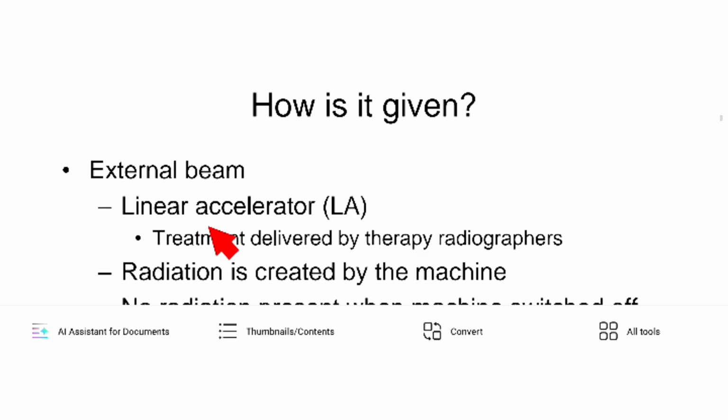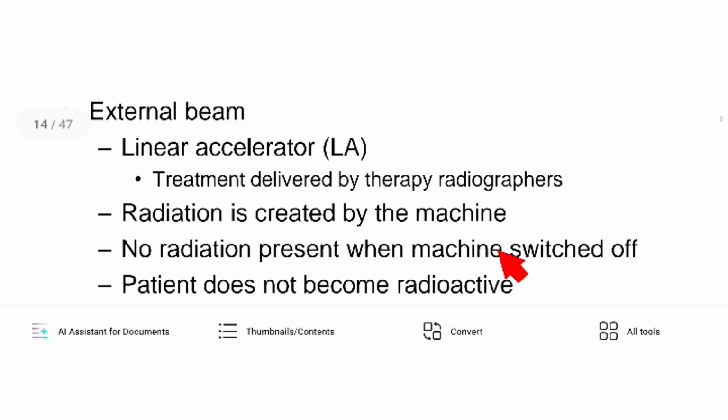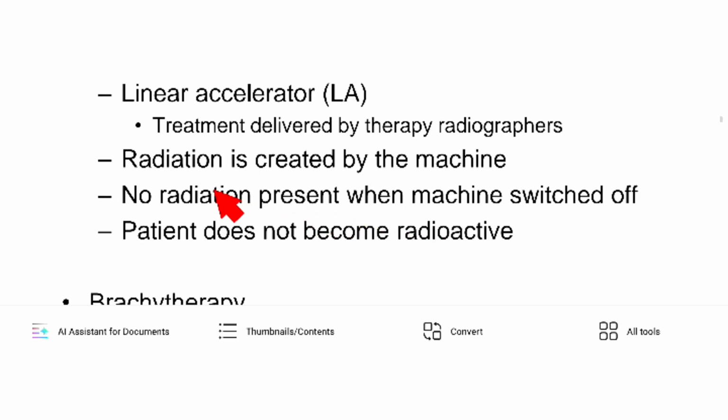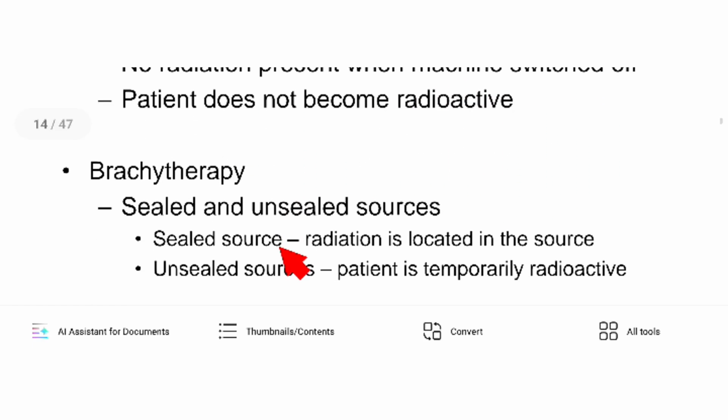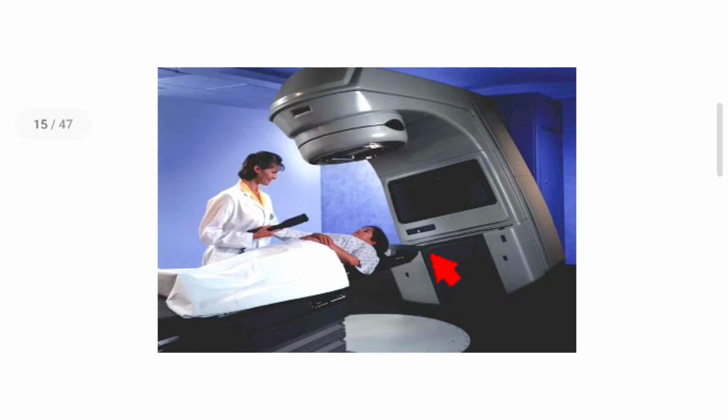External beam, linear accelerator, treatment delivered by therapy radiographers. Radiation is created by the radiotherapy machine. No radiation is present when the machine is switched off. The patient does not become radioactive. Brachytherapy uses sealed and unsealed sources. With sealed sources, the radiation is located in the source. With unsealed sources, the patient is temporarily radioactive.